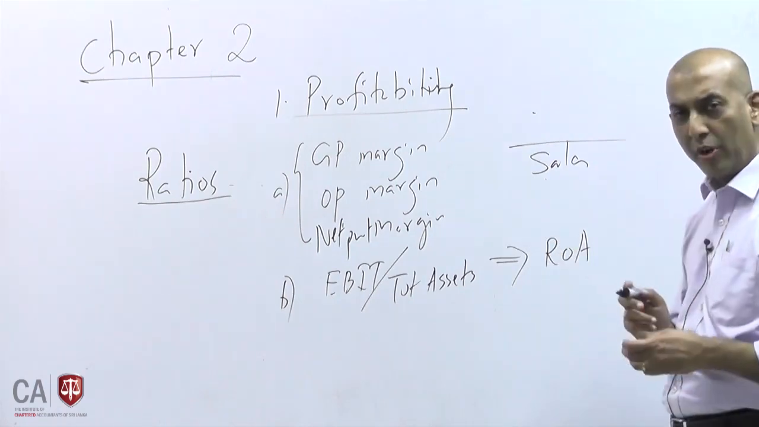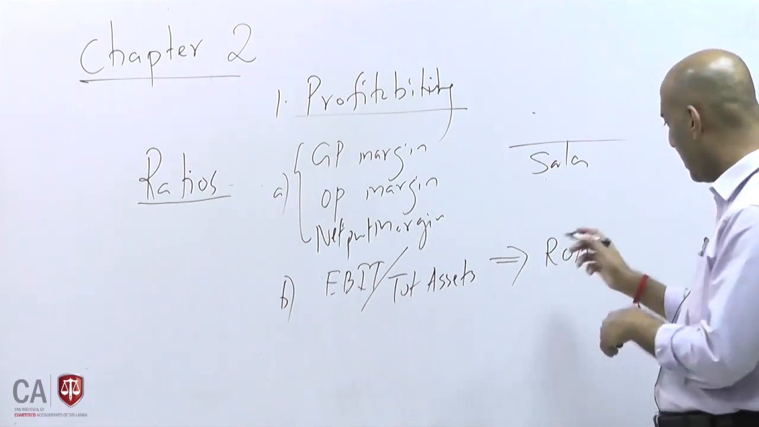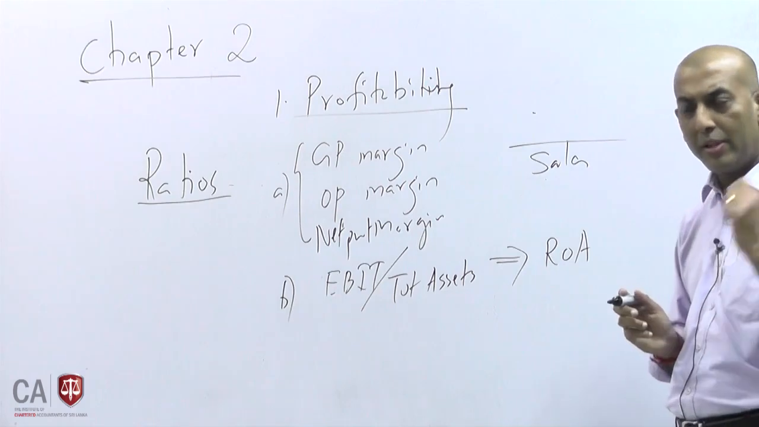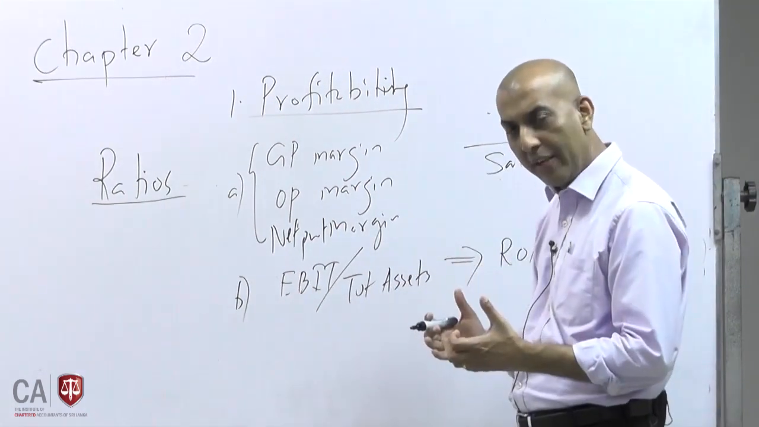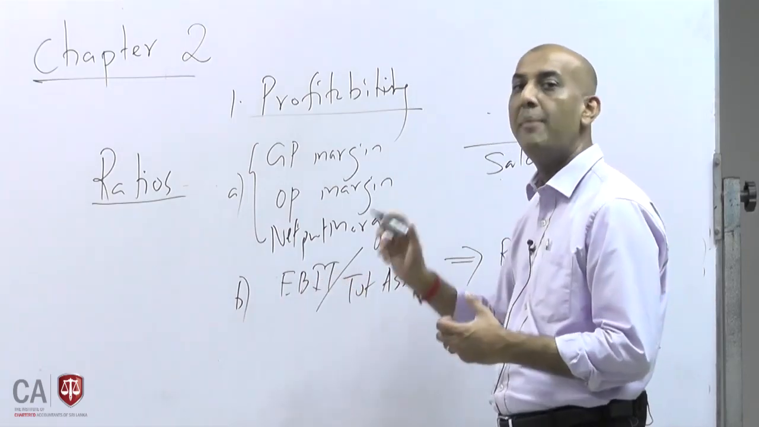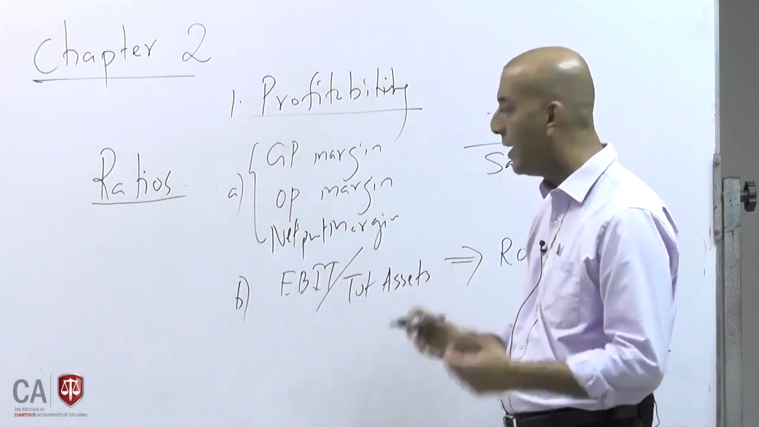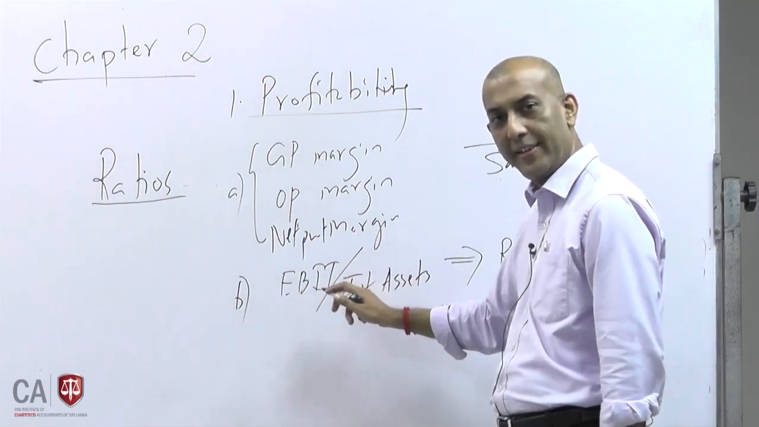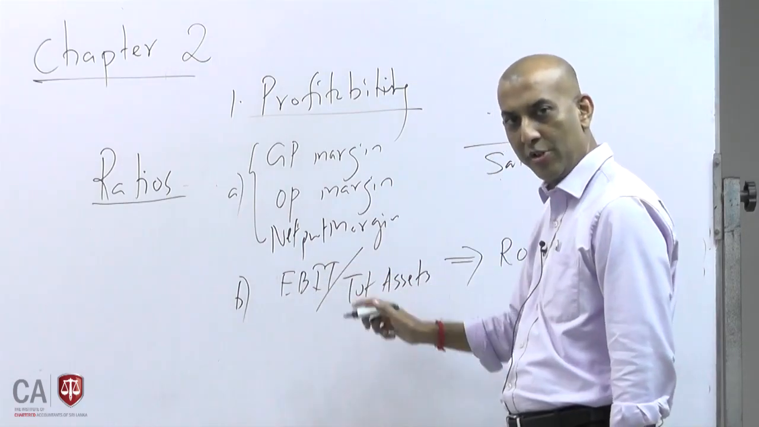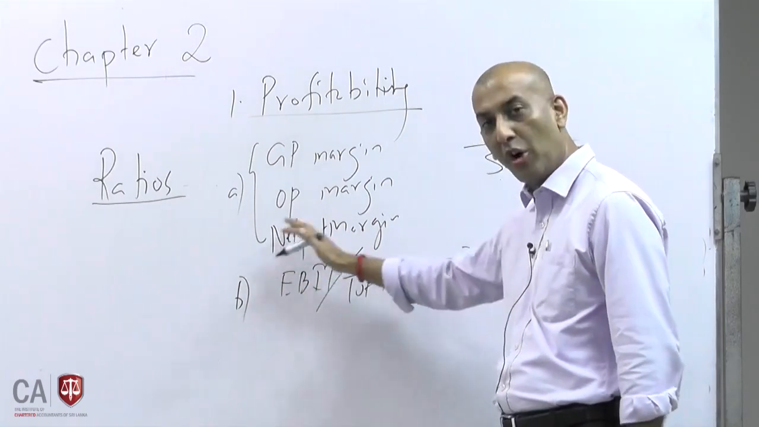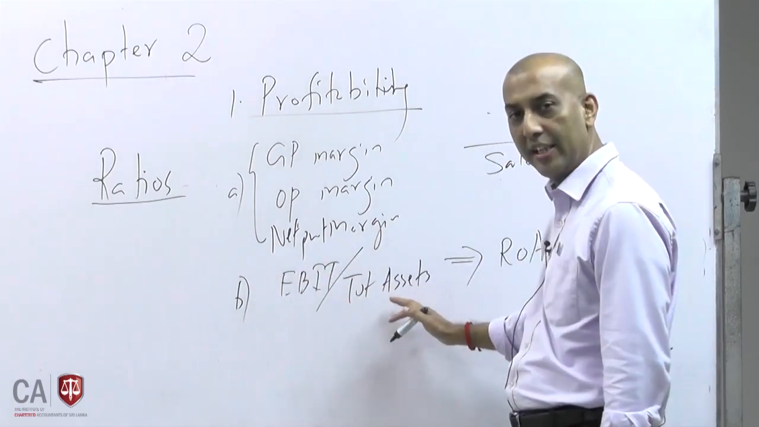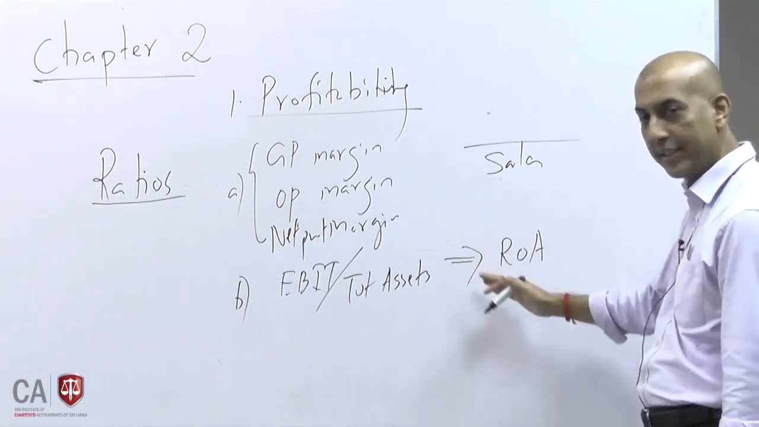At times you can calculate EBIT divided by capital employed, same thing, return on assets. So please be aware that this is out of your total assets invested, how much your EBIT is. EBIT means earnings before interest and taxation. So this is before deducting your finance cost, how much your operating profit is for your total assets invested. That gives you return on assets.